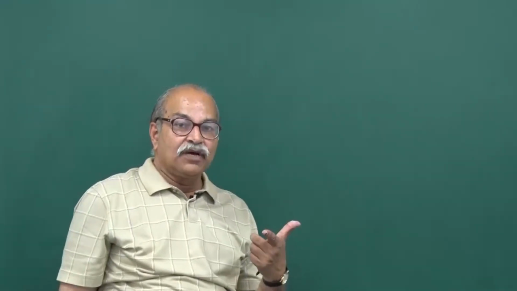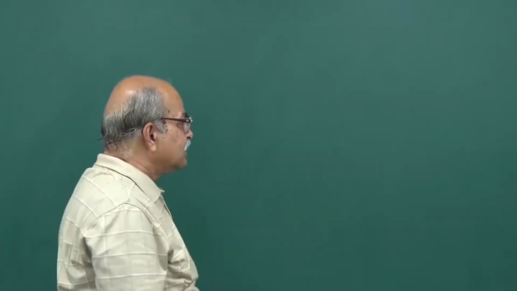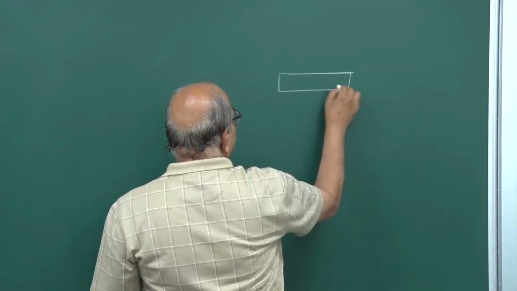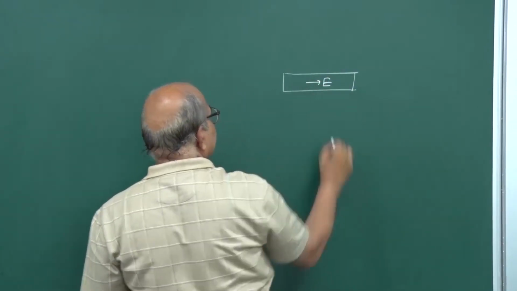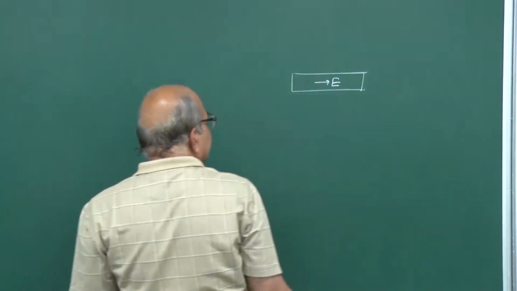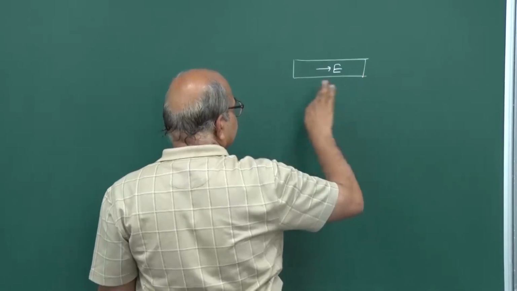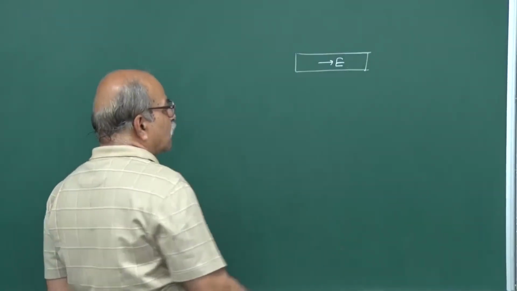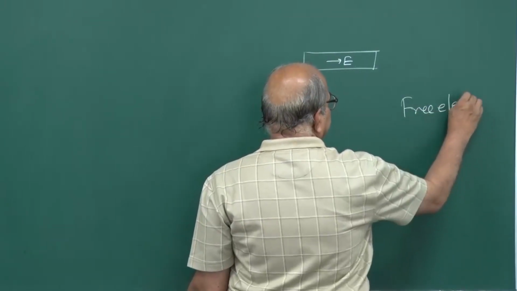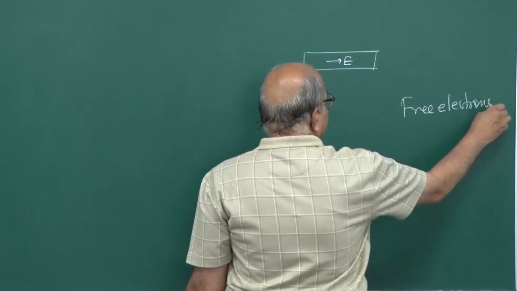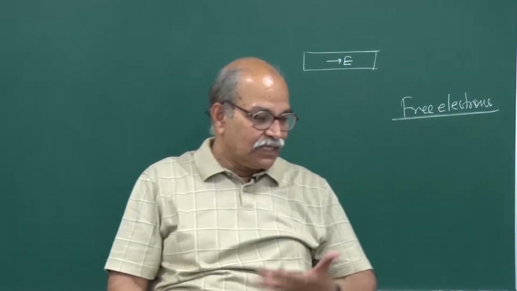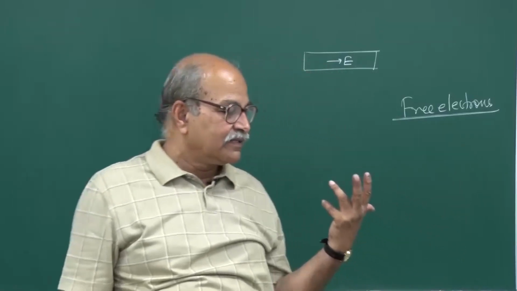So recall how conduction takes place in a metallic wire. If you have a metal and you create an electric field by joining a cell or battery to it, then you have that drift velocity. We talk in terms of free electrons. This is an approximation when you don't consider all that band structure, etc.